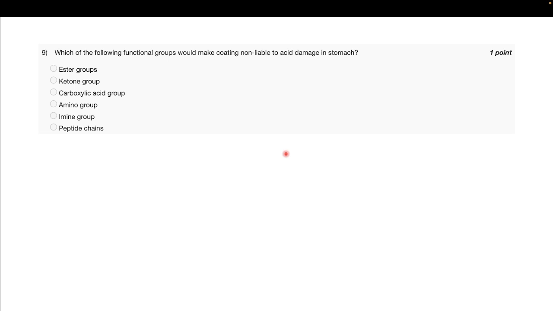Okay, next is which of the following functional groups would make coating non-labile to acid damage in stomach? Seems a little repetitive. Sorry? Can you please? Ester group. Okay, yeah, option 1. Okay, anybody else? Thank you for answering.